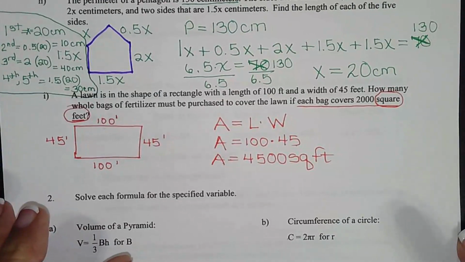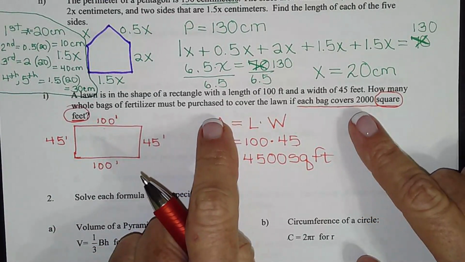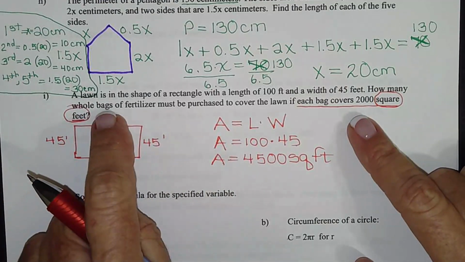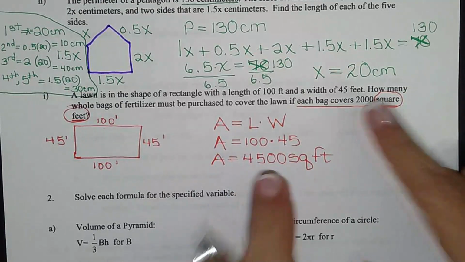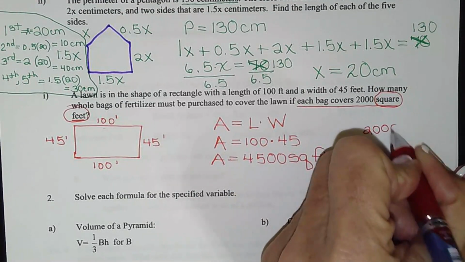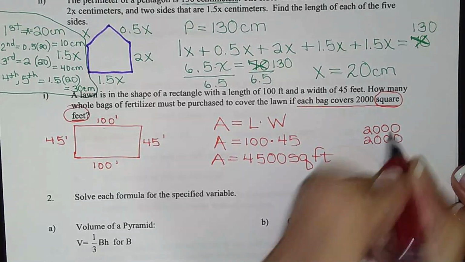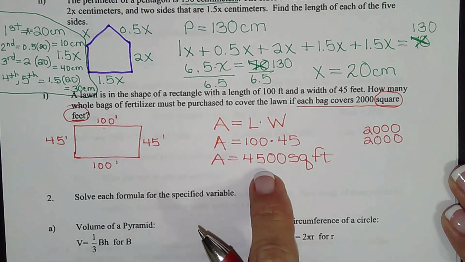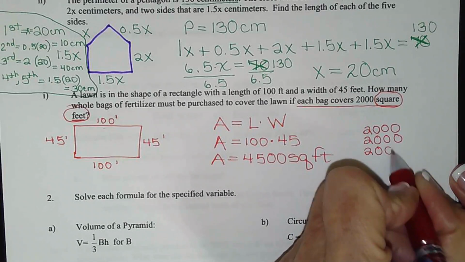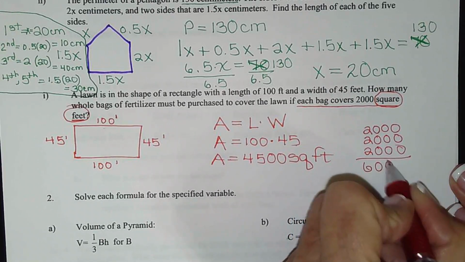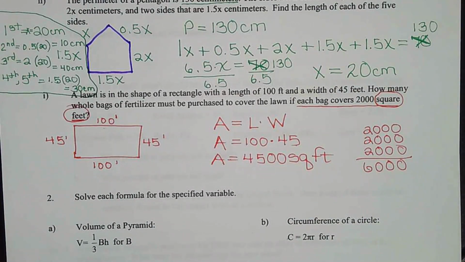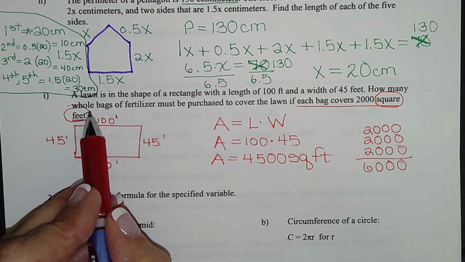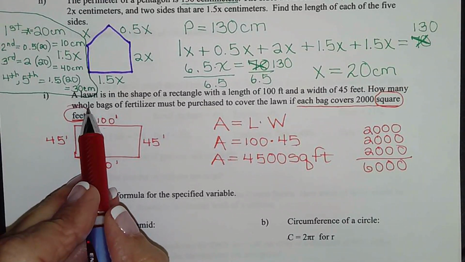That's not what the problem's asking for. They want to know how many whole bags do I need? Well, 2,000 isn't enough. So add another 2,000. Well, 4,000 isn't enough either. It's close, but I can't cover the whole yard with 2 bags. So I have to order a 3rd bag and have some left over. So you can't have less than you need. You have to have more in order to cover the yard. And you can't have a partial number of bags because it says whole bags.